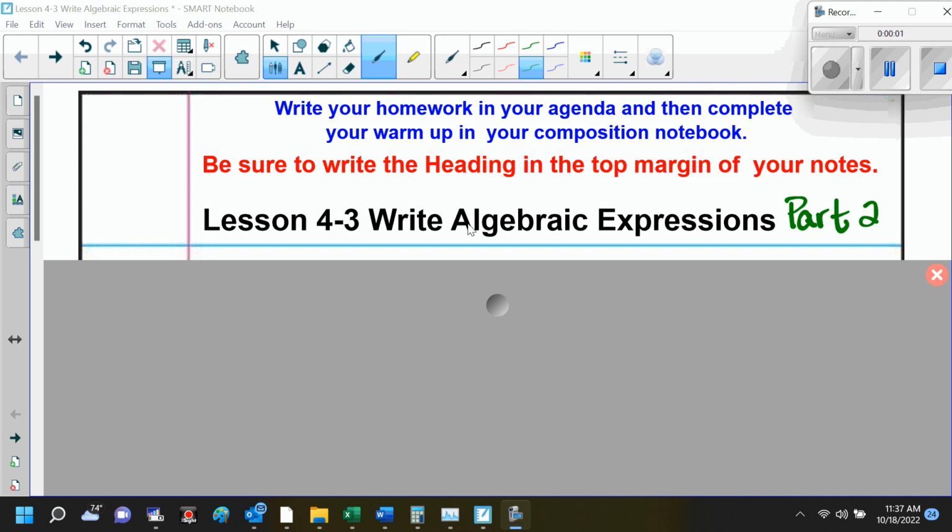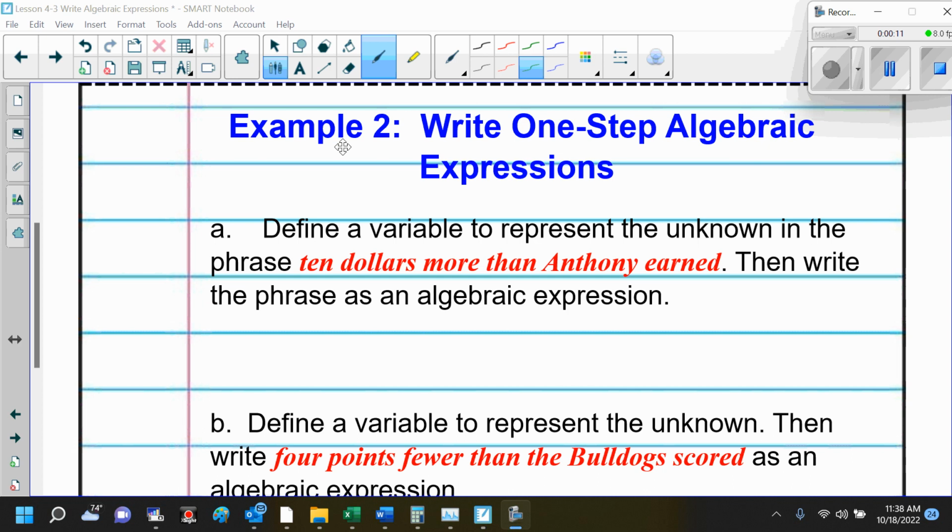Right, so today we need to finish lesson 4-3. So this is lesson 4-3, write algebraic expressions, part 2. So for example 2, we have write one-step algebraic expressions. Now, when we write algebraic expressions, we're going to define a variable.